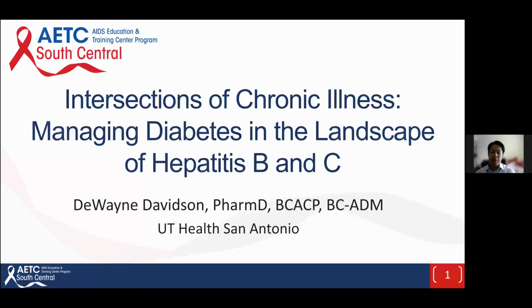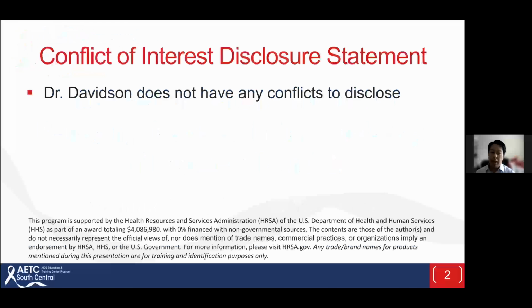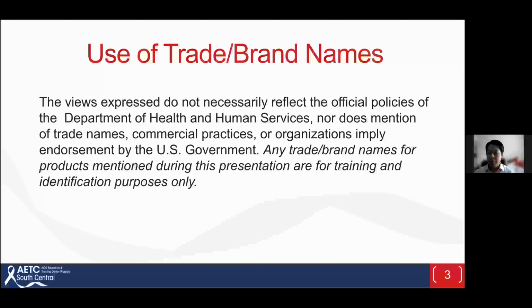Today, I'm going to talk about the intersections of chronic illness and about managing diabetes in the landscape of hepatitis B and hepatitis C. So we'll just kind of get going here. I don't have any conflicts of interest to disclose. And I'm probably going to be switching back and forth between brand names and generic names. I'll try to use generic names of drugs when they most commonly come as generic, but I may use brand names here and there just to make it a little bit easier for name recognition.